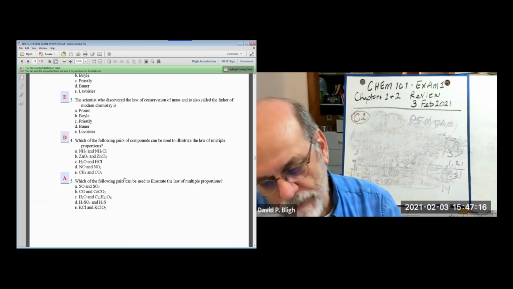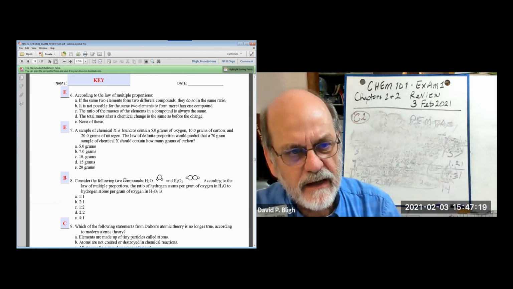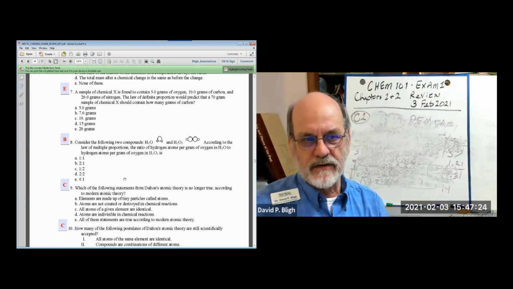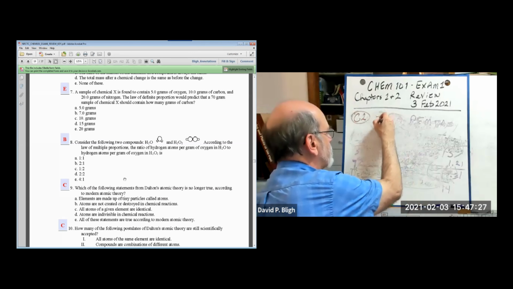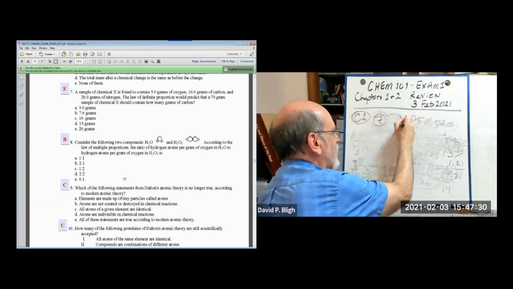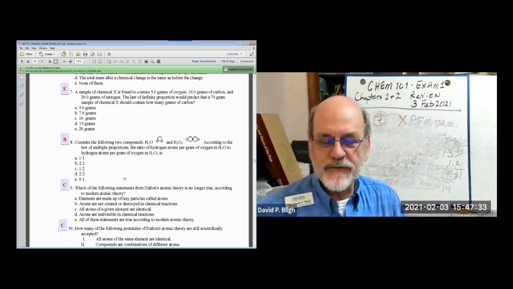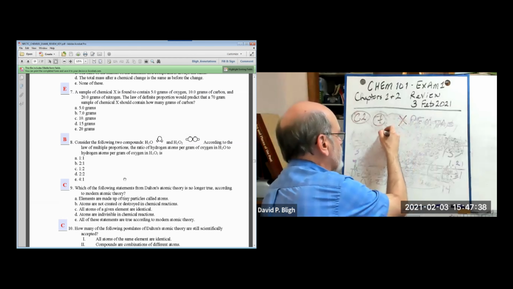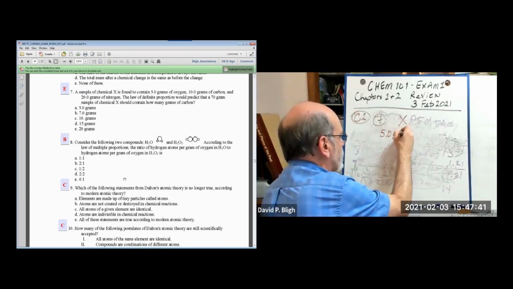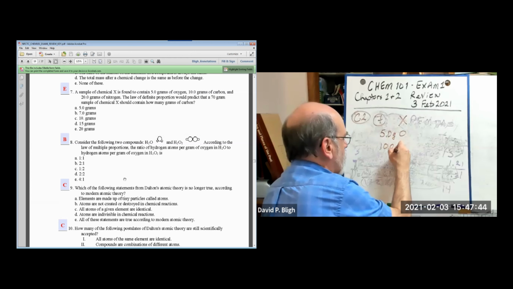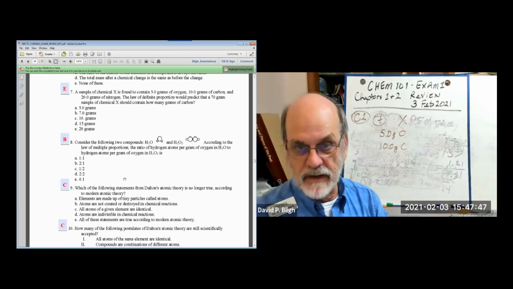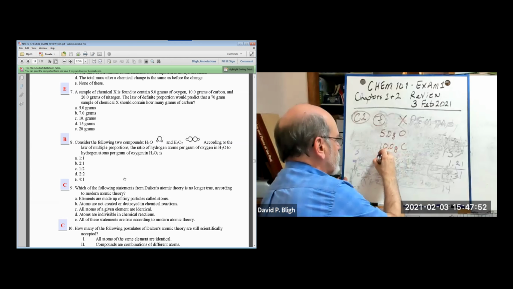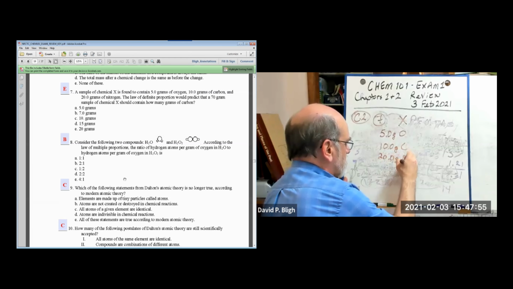Okay. How about, let's see what 7 has to say. Okay, a sample of chemical X is found to contain 5 grams of oxygen and 10 grams of carbon. So it's got 5 grams of oxygen and 10 grams of carbon. Okay? That's given. Oh, and 20 grams of nitrogen. Excuse me. 20 grams of nitrogen. There we go.